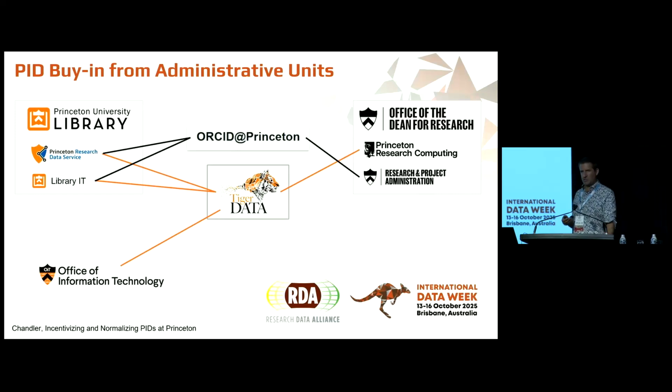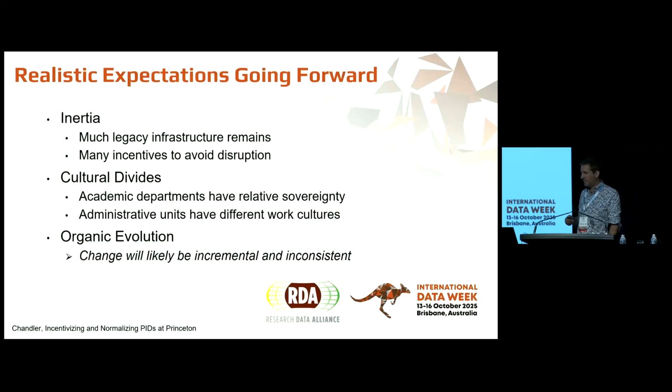I get the impression that it's a process of normalization as much as anything for the use of PIDs within the institution and trying to illustrate the benefits that can be brought about by doing so. Expectations going forward are, as Matt says, realistic. There's a lot of inertia, and I'm sure that those of you who work in large research universities will be familiar with that. Lots of incentives to avoid disruption. It is a decentralized environment.